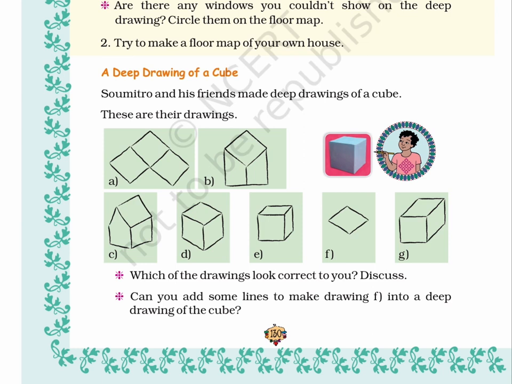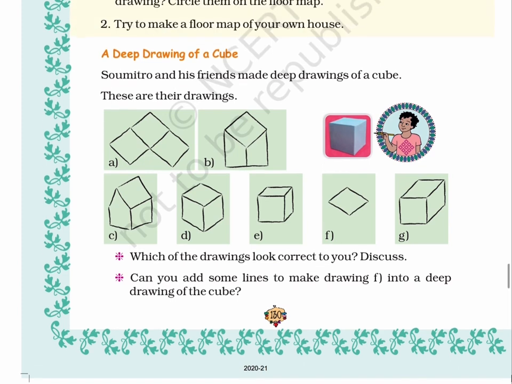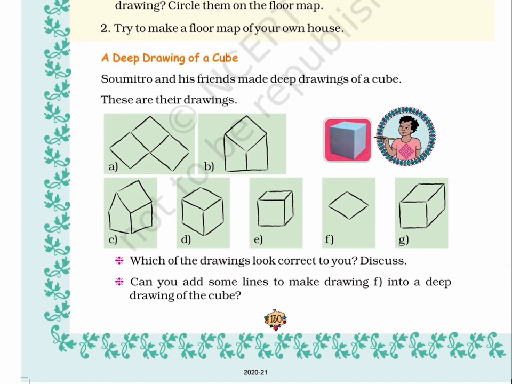Page 131. Puzzle. This cutout is folded to make a cube. There is a cutout before us, which, when folded, can be turned into a cube. Question: which of these are the correct deep drawings of that cube? A, B, C, D, E. 5 different options are there for you to observe and answer correctly.